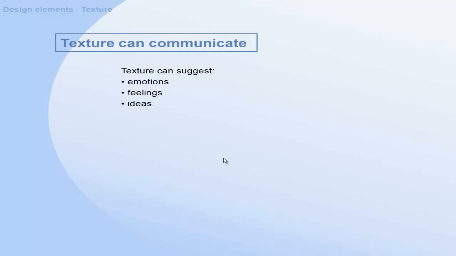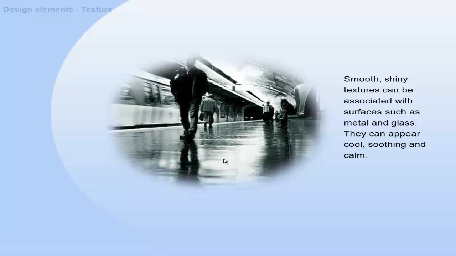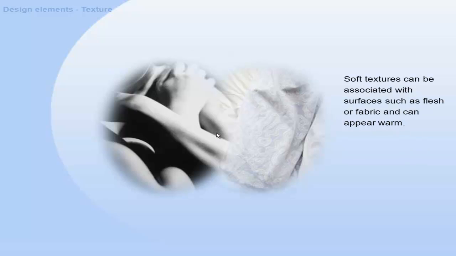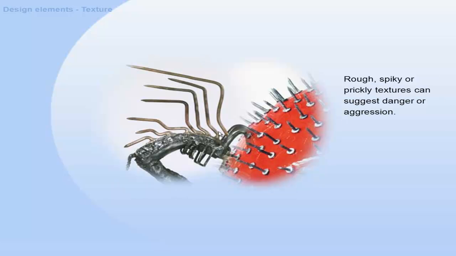Texture can suggest emotions, feelings, and ideas. Smooth, shiny textures can be associated with surfaces such as metal and glass. They can appear cool, soothing, and calm. Soft textures can be associated with surfaces such as flesh or fabric and can appear warm. Rough, spiky, or prickly textures can suggest danger or aggression.